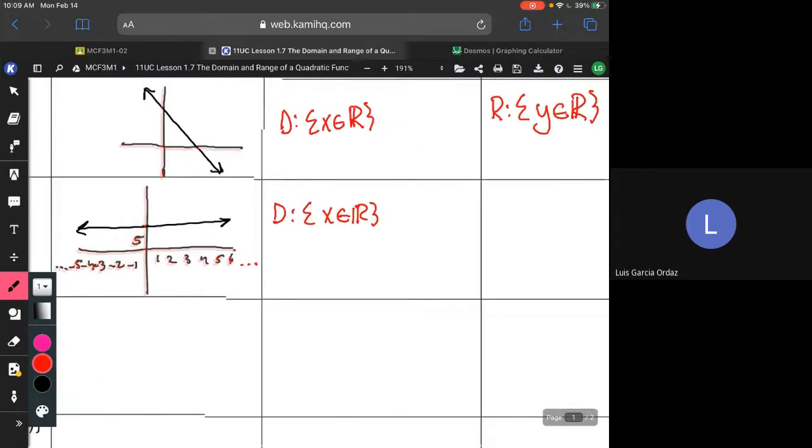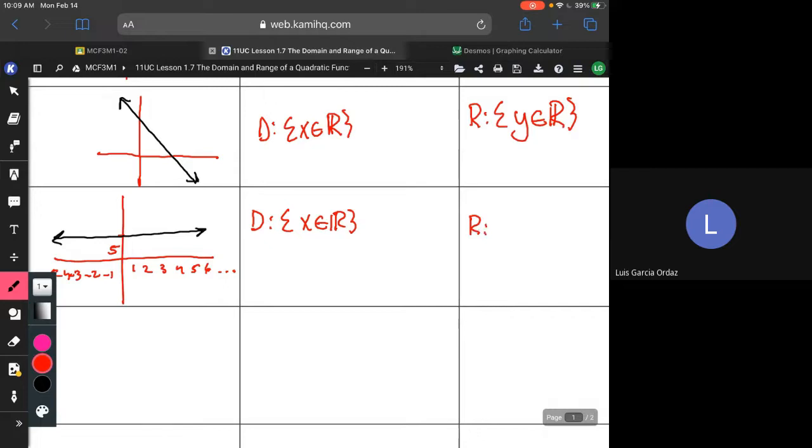Now, the range should be easy to see. What is my range? It's not y is an element of the real numbers in this case. Nope. What number am I going to put in that bracket? What is my only y value that this hits? 5. The reason, Ashton, why it's not all real numbers is because it never hits 5.1 or 5.2. It only hits 5, which is why my range is just going to be 5.